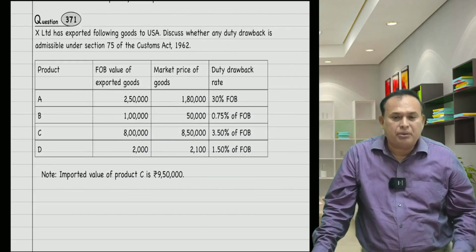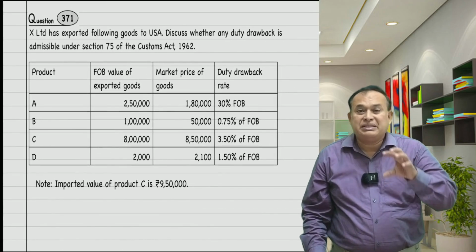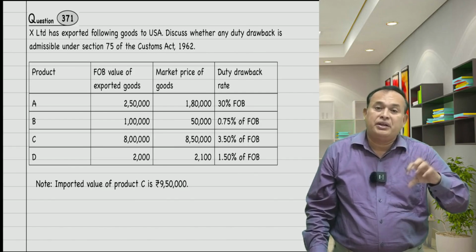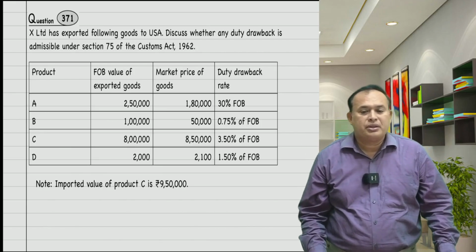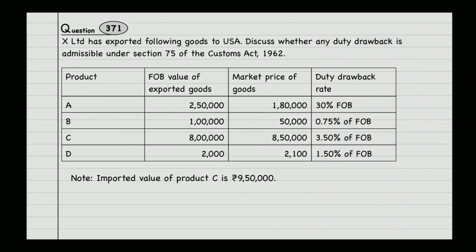Yeah, take this problem. Very important, because I am referring to Section 76, duty drawback not allowed cases, and Section 75, duty drawback allowed cases. So the combination of this problem reads as follows. X Limited has exported the following goods to USA. Discuss whether any duty drawback is admissible under Section 75 of the Customs Act 1962.